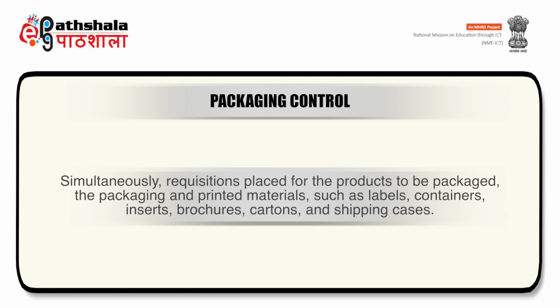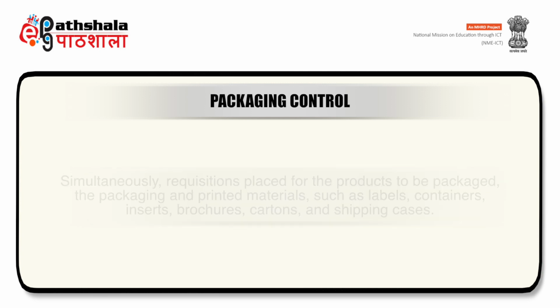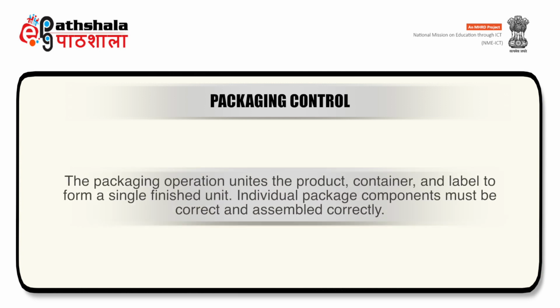Simultaneously, requisitions are placed for the products to be packaged, and the packaging and printed materials like labels, containers, inserts, brochures, cartons, and shipping cases. The packaging operation unites the product, container, and label to form a single finished unit. Individual package components must be correct and assembled correctly.